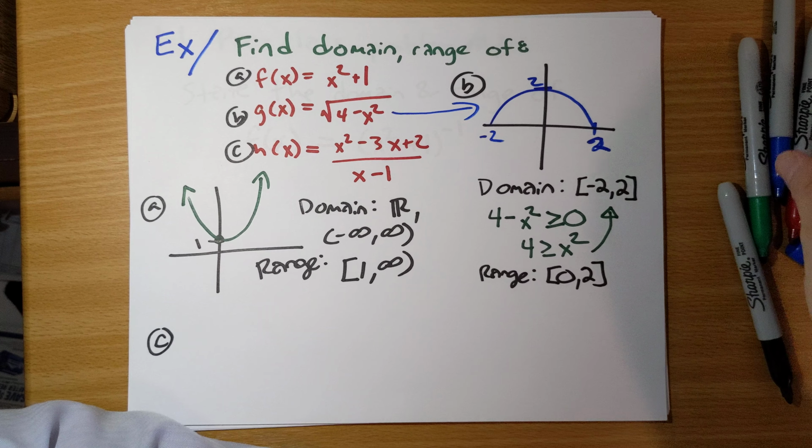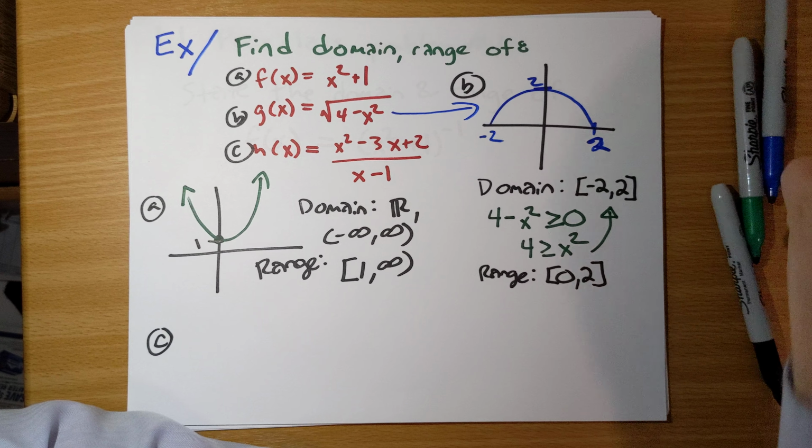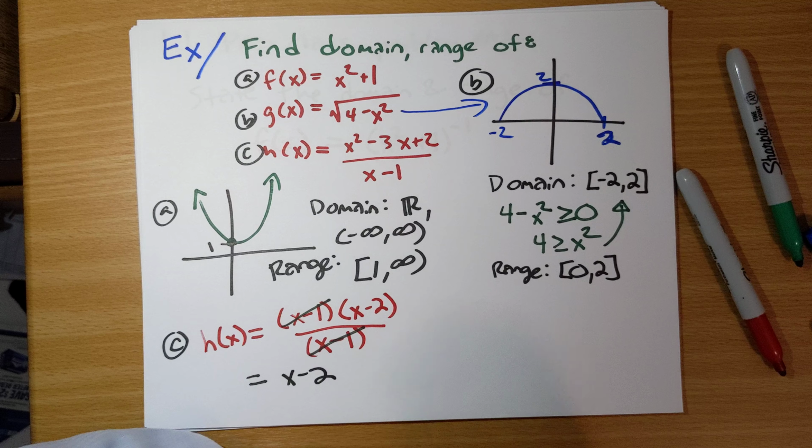So one thing that we can do is that you might not know how to graph this or anything, but we can factor the numerator using the quadratic formula or something like that, or just looking at it and factoring. And so the numerator factors as x minus 1 times x minus 2, divided by x minus 1. And this is great because we can cancel out those factors x minus 1. So it looks like the formula here is just h of x is x minus 2.